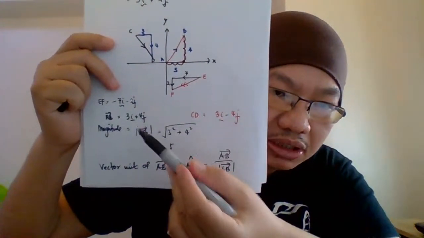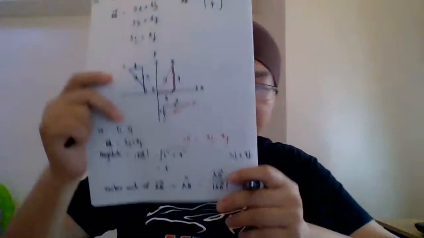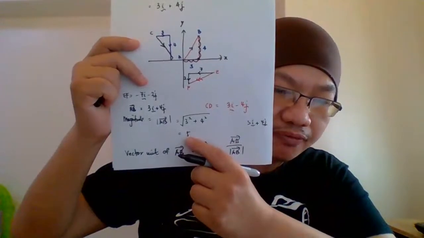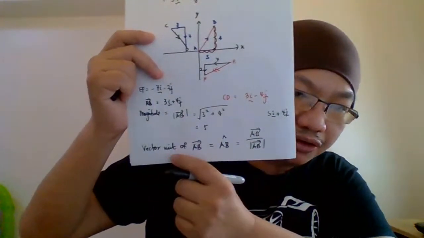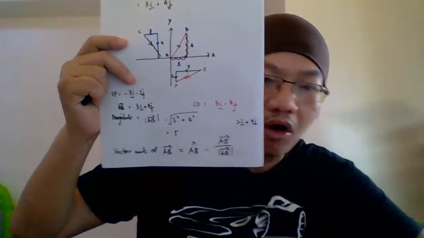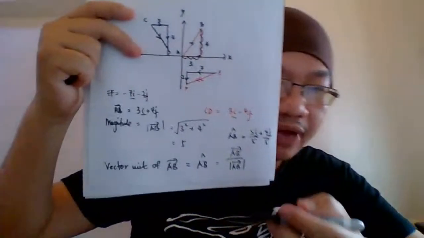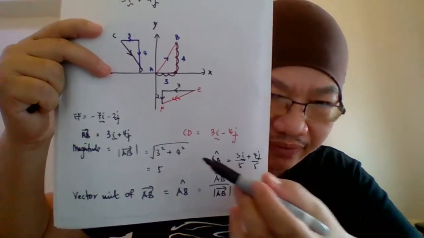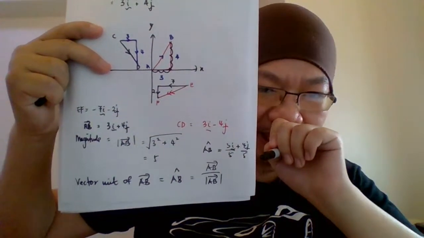So look at your vector. Your vector is 3i plus 4j, right? Just write your vector 3i plus 4j. This is your vector over by your magnitude. That's why you count the magnitude first before you write your vector unit. So divided by 5, so over by 5, both of the vectors. So 3i over 5 plus 4j over by 5. That is your vector unit of AB.